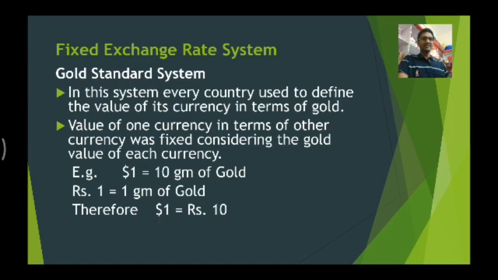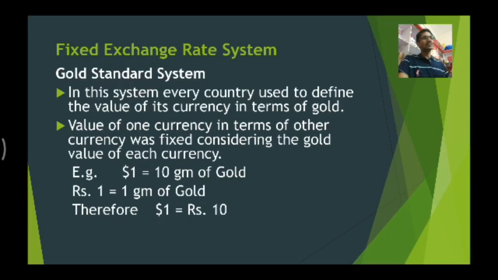Now under the gold standard system, we are talking about international trade here. Under the gold standard system, every country used to peg its currency. Now pegging is nothing but associating our currency with gold. So every country used to peg its own currency to gold, and on the basis of the gold parity the exchange rates were set. Now let's take an example.